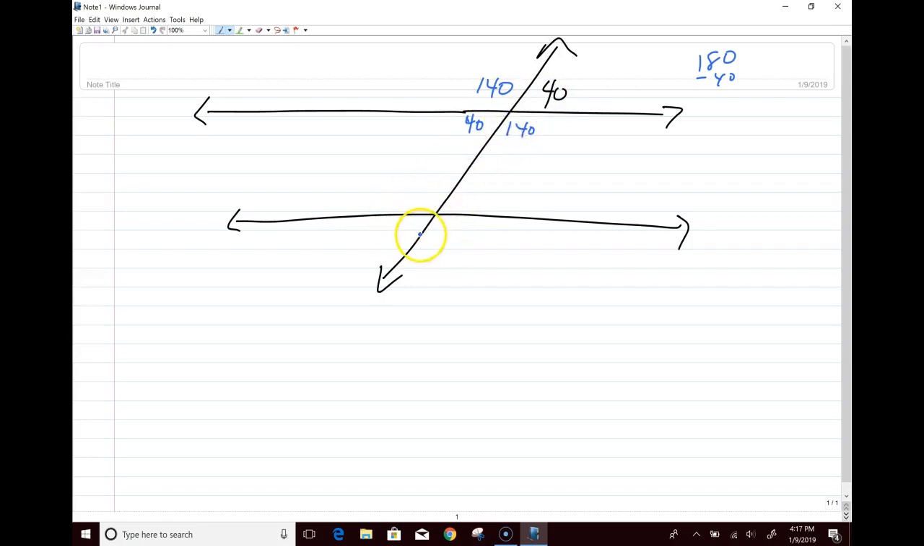And then over here, you can use alternate interior angles. You can use same side interior angles if you want to. I'm going to use corresponding. Right? This is the top left corner. This is the top left corner, which means they're both the exact same number. So this is 140. This is 140 because they're vertical angles. Same thing here. This is the top right corner. This is the top right hand corner. So then this is 40 as well. Vertical angles. Right?